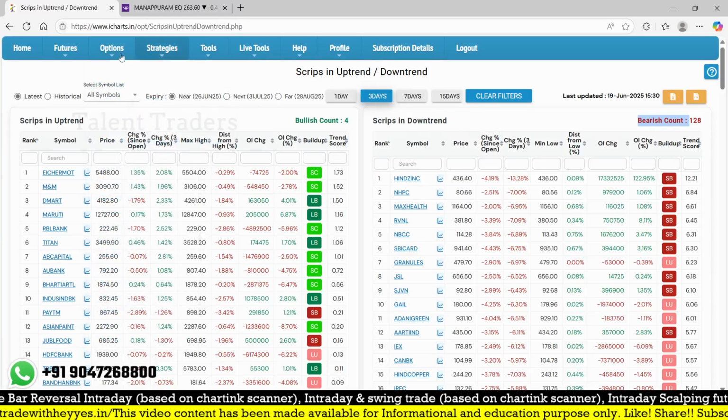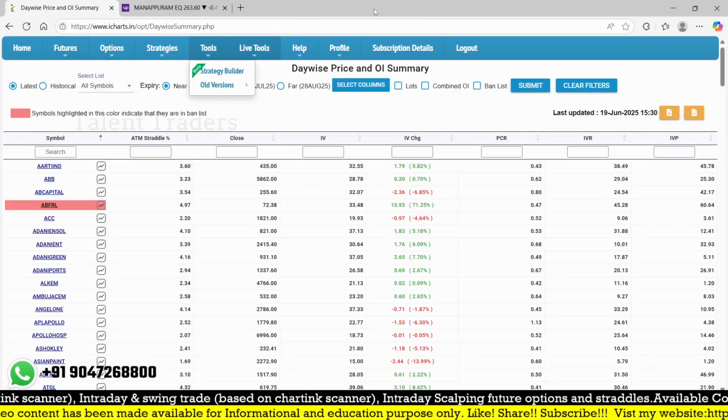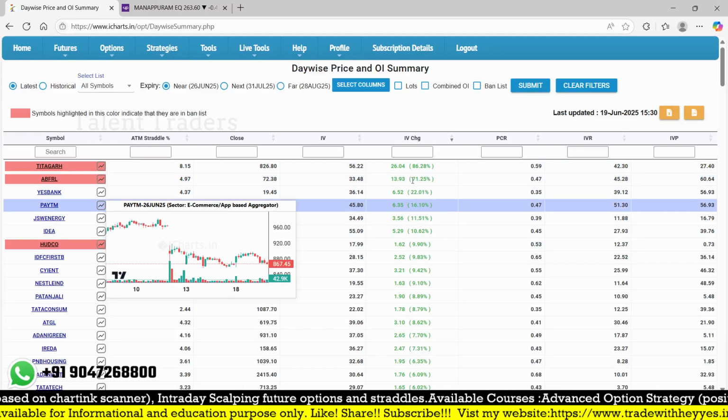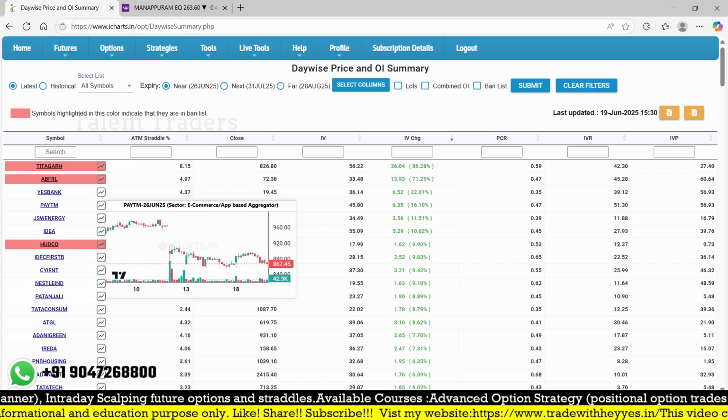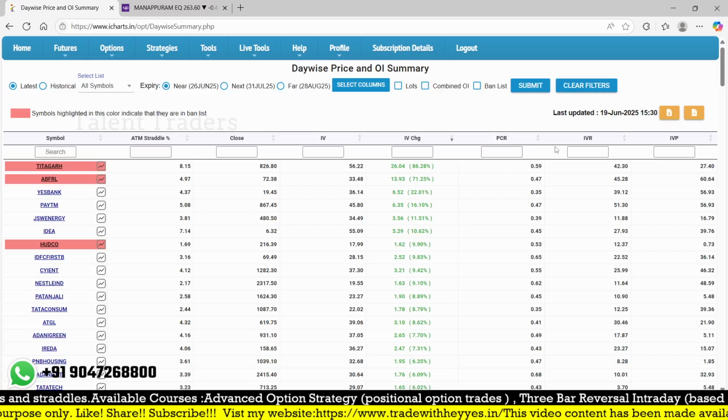And you have some idea: we can use this particular page, which is the OI summary, on a daily basis. For example, today's scenario: Tata Group, ABFRL had huge changes. Maybe track the stocks tomorrow. What would happen? Let me check whether it is giving high volatility or not.